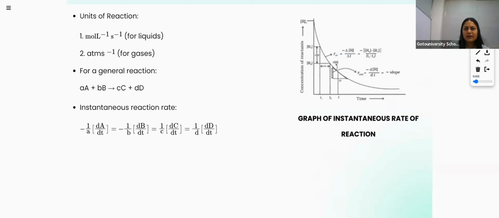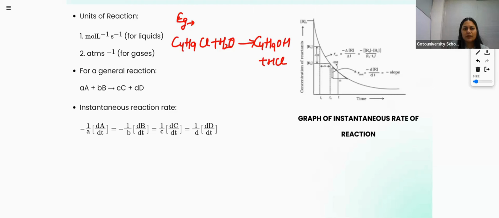So let us take an example to understand how we write the average rate and the instantaneous rate. Say I write a chemical reaction, let us start with a simple example. Here I am taking C4H9Cl with water. These are the reactants and they form the products C4H9OH with HCl.